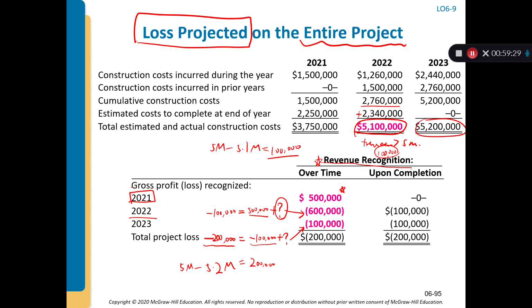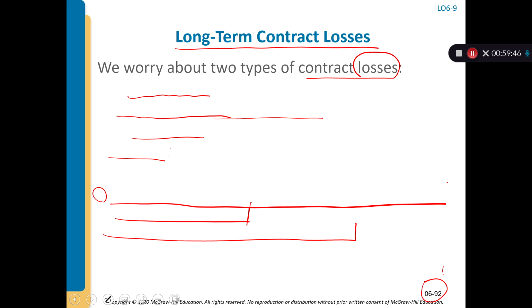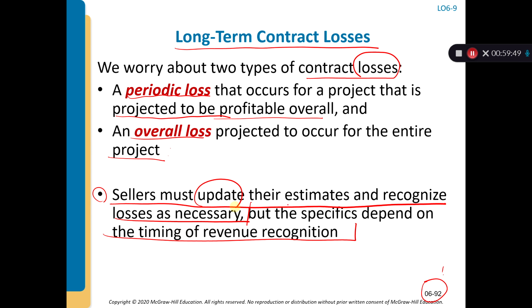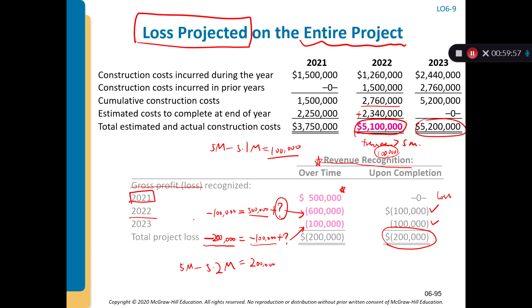And profit and losses recognized, and then if we're using upon completion, right? That means we just need to take care of this one. But we need to update the loss accordingly, because this sentence says that the seller must always update their estimates and recognize losses as necessary, no matter whether you are using the upon completion method or the over the period method, right? Okay. So in year 2022, we need to recognize a loss of 100,000, and in year 2023, we also need to recognize a loss of 100,000.